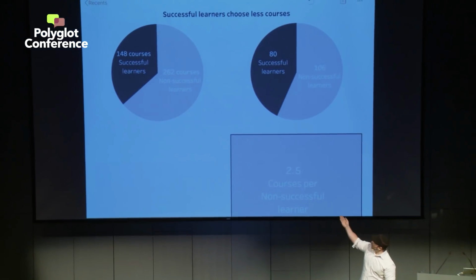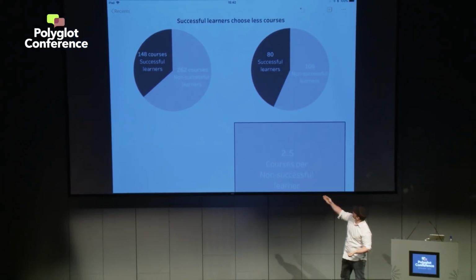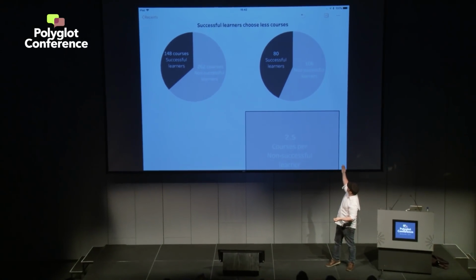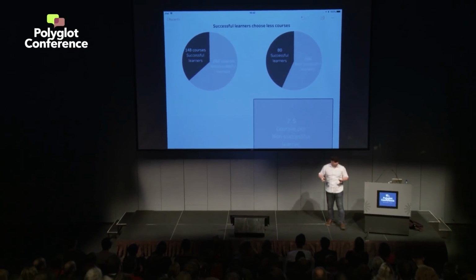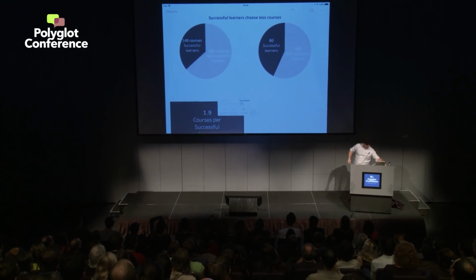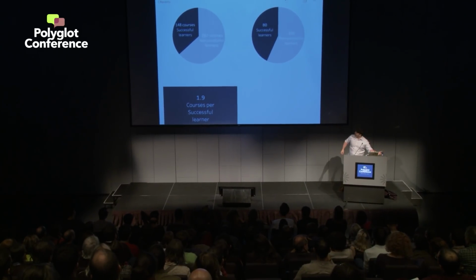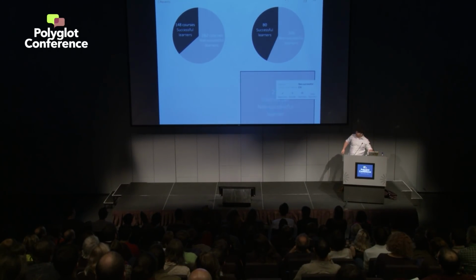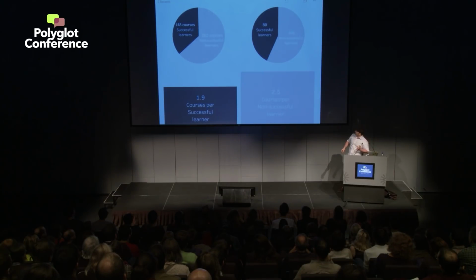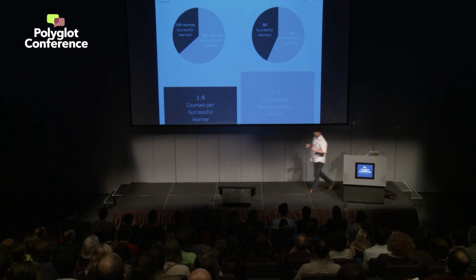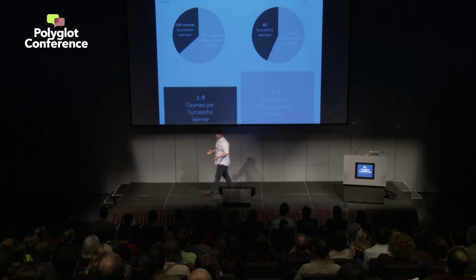We had 262 courses for the non-successful learners, but only 106 non-successful learners in total. And when you put those two together, you actually see that we had like 1.9 courses per successful learner and 2.5 courses per non-successful learner. And this tells me, not a generalization that I can make about everybody in the world, but at least I could tell the people who took this survey that the unsuccessful people, maybe their problem was they were just doing too many courses.